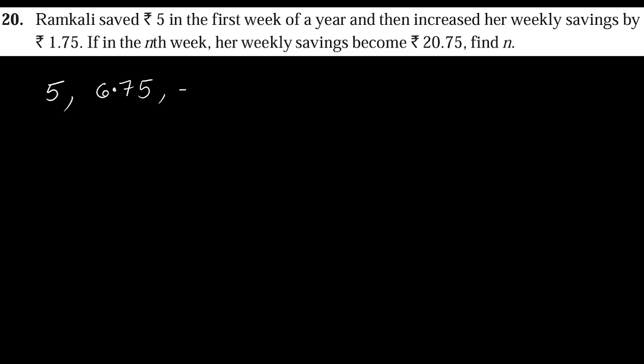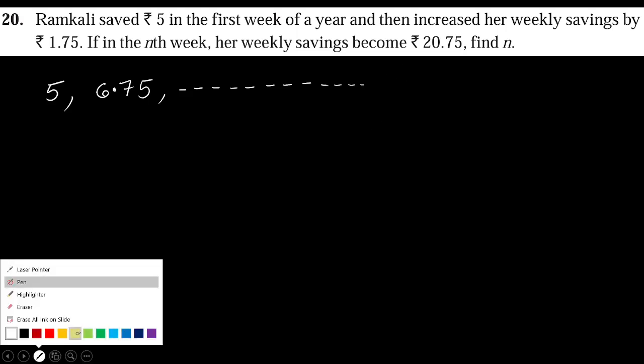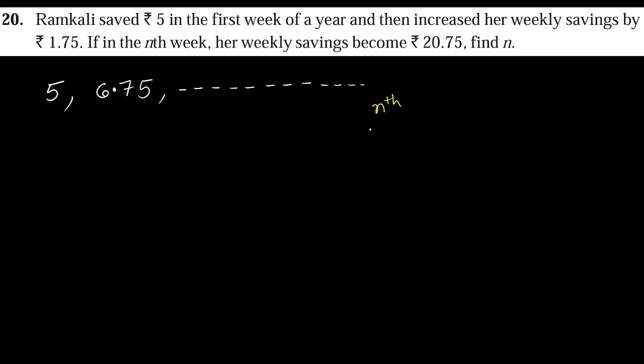Actually we need not write more terms. This is the arithmetic progression. If we add 1.75 with a term, we get the next term. So in this way this goes. And nth term. In nth week, understood? The question is talking about nth week, I mean nth term. In nth term, his savings becomes what? 20.75.